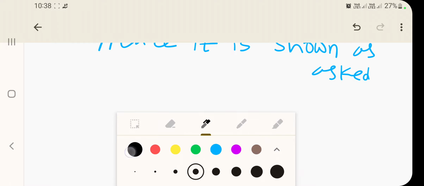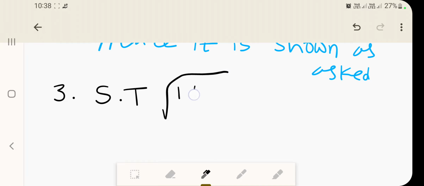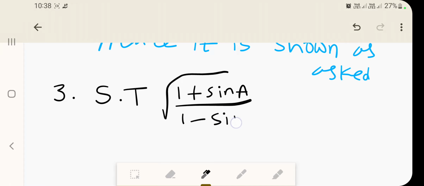Next we will go for another problem, that is problem number 3. Here they asked, show that square root of 1 plus sine A. So A, or theta or B, all represent the angle only. So it is sine theta or sine A or sine B. Don't worry about which alphabet or symbol it is. Theta is the angle representation.